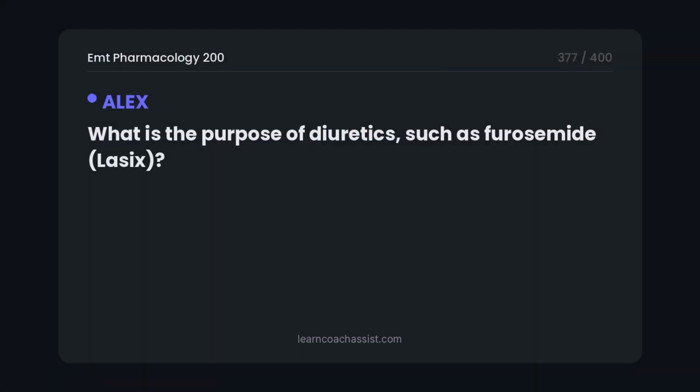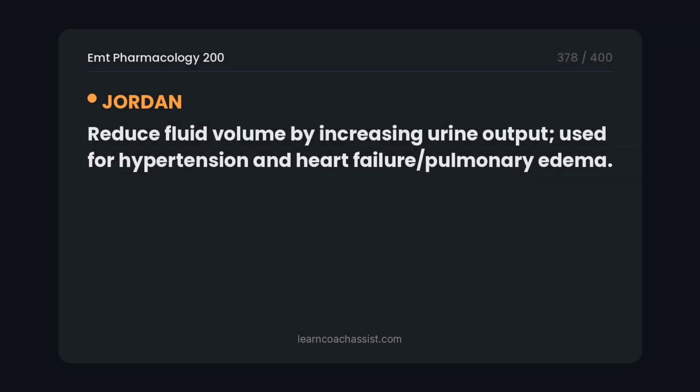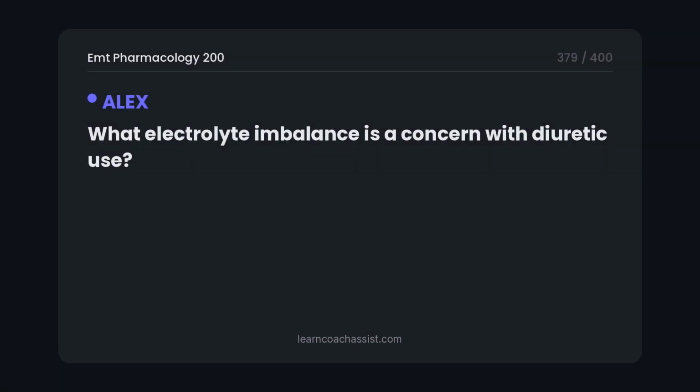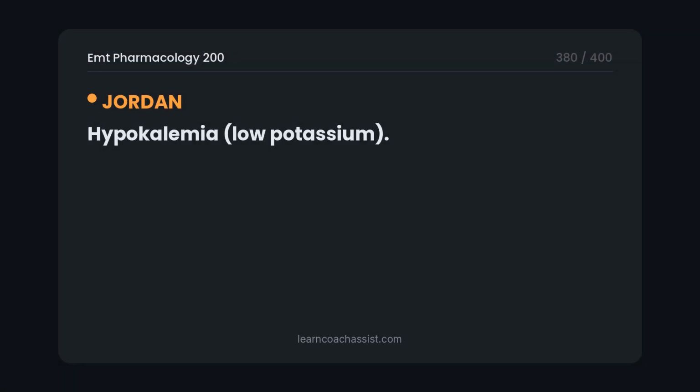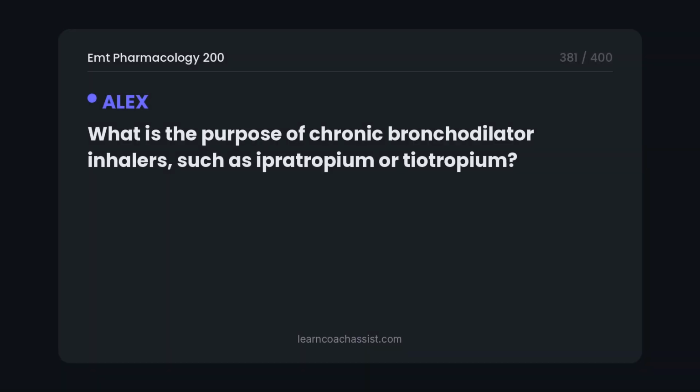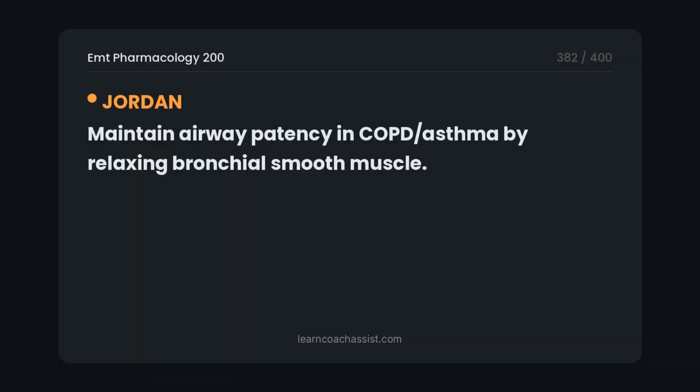What is the purpose of diuretics, such as furosemide, Lasix? Reduce fluid volume by increasing urine output, used for hypertension and heart failure/pulmonary edema. What electrolyte imbalance is a concern with diuretic use? Hypokalemia, low potassium. What is the purpose of chronic bronchodilator inhalers, such as ipratropium or tiotropium? Maintain airway patency in COPD/asthma by relaxing bronchial smooth muscle.